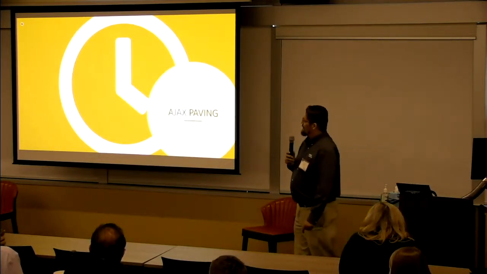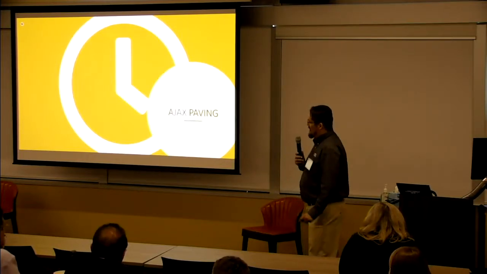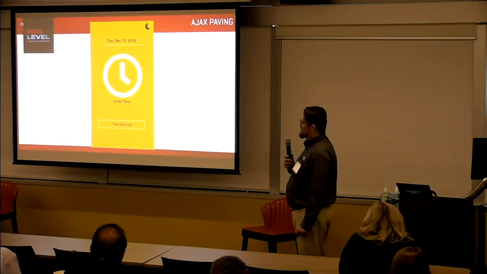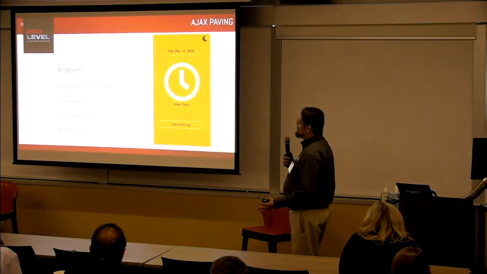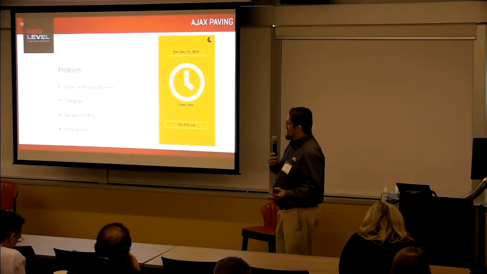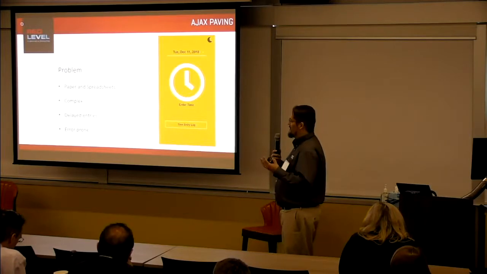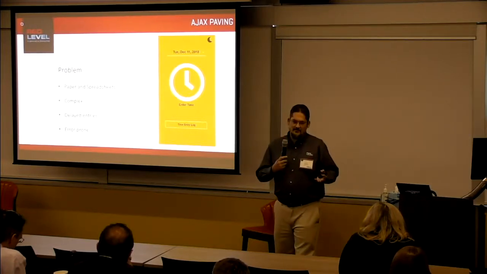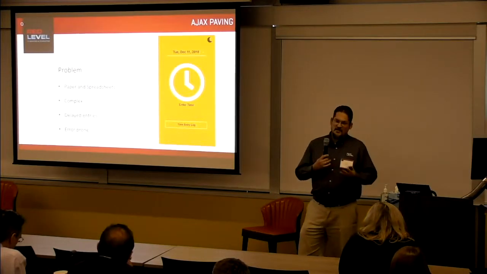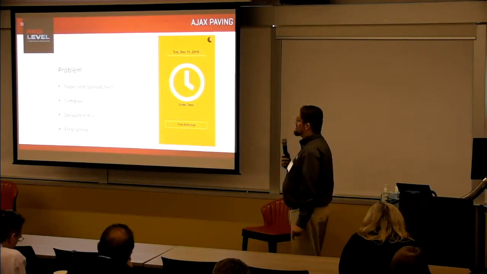One of them being with Ajax Paving. This is a trucker app, basically a way for them to enter time into the system. The problem that was faced was there was a lot of paper and spreadsheet system going on, a lot of delayed entries. The system was complex. There were a lot of errors in time entry being entered wrong, timesheets being wrong, overlapping timesheets. A lot of issues there that could be cleaned up and consolidated, made more convenient.